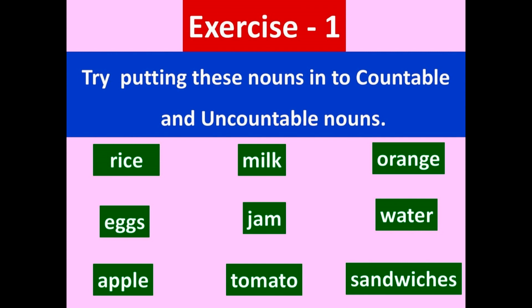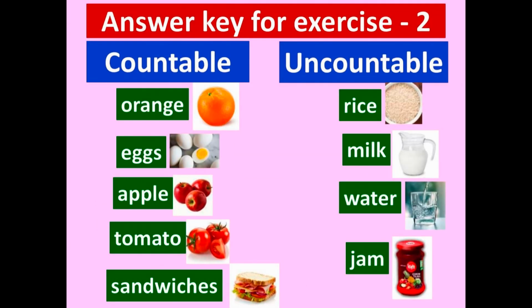Exercise 1. Try putting these nouns into countable and uncountable nouns. Rice, milk, orange, eggs, jam, water, apple, tomato, and sandwiches. Answer key for exercise 1. Countable nouns are orange, eggs, apple, tomato, and sandwiches. Uncountable nouns are rice, milk, water, and jam.